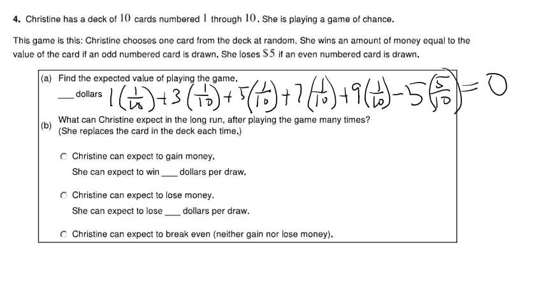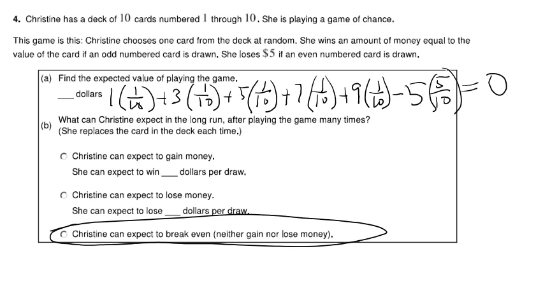meaning you expect to win nothing or lose nothing. What can Christine expect in the long run after playing the game many, many times? Well, she can expect to break even. That's what she can do. If she plays a game only once, she's going to win 1, 3, 5, 7, 9, or lose $5. But this is what this is actually saying. If she kept on playing the game, the average will approach 0, so she can expect to break even.